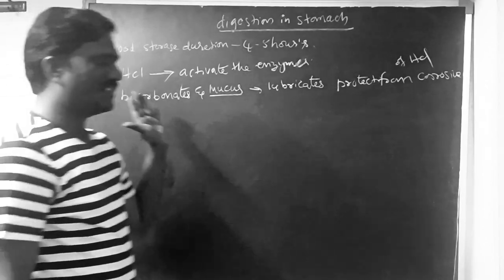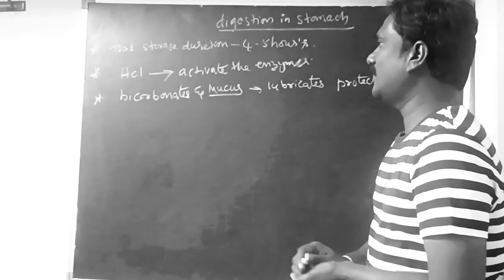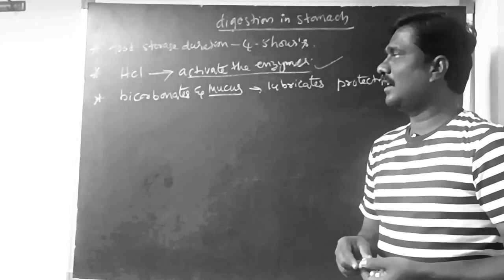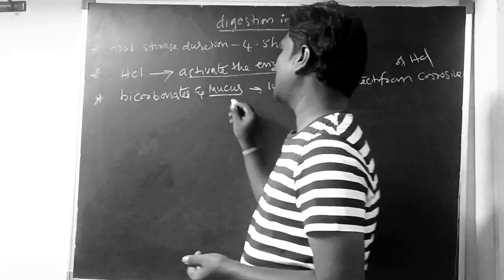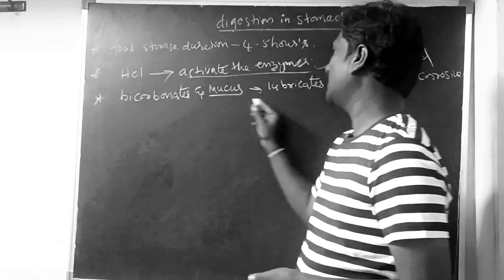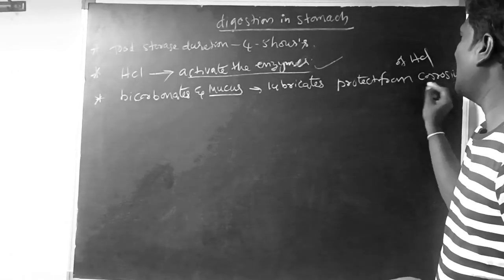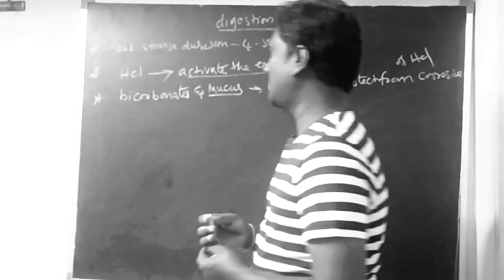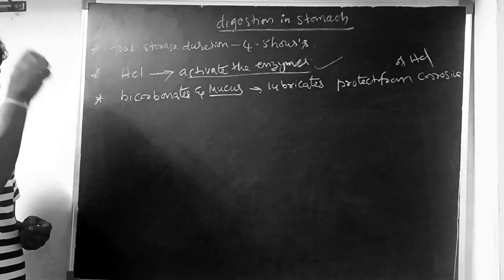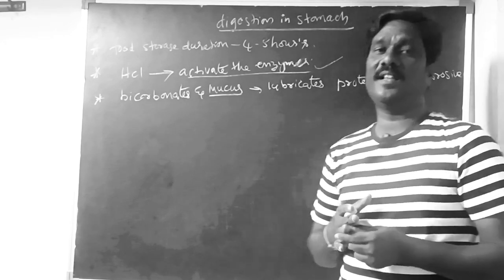This HCl changes the food medium from alkaline to acidic. Because of this acidic nature, some enzymes are activated and facilitate their reactions. Next, mucus cells secrete the mucus, and along with bicarbonates they lubricate the epithelium of the stomach and protect it from the corrosive nature of HCl. Mostly proteins are digested here in the stomach.